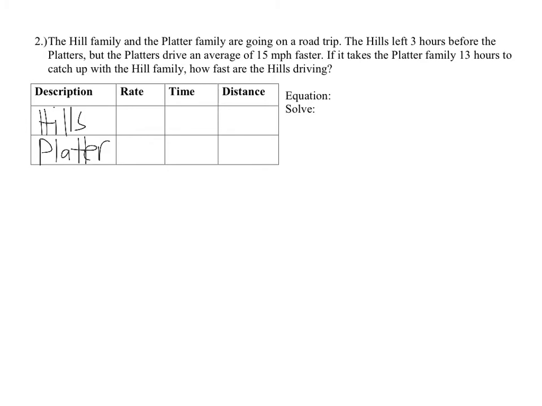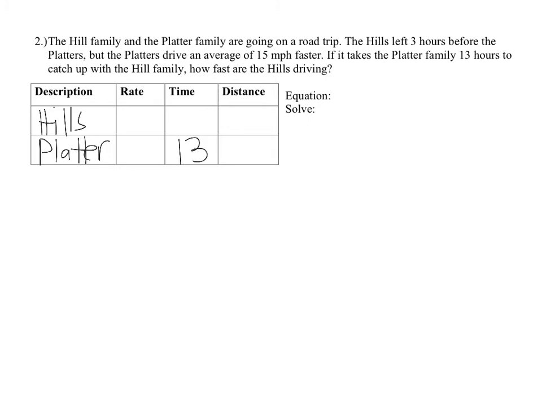Okay, so the Hills left 3 hours before the Platters, but the Platters drive an average of 15 miles per hour faster. And then it says it takes the Platter family 13 hours to catch up with the Hill family. So right there, in the Platter family takes 13 hours, we know that the Platters, they traveled for 13 hours. So right there, the Platters' time is 13.